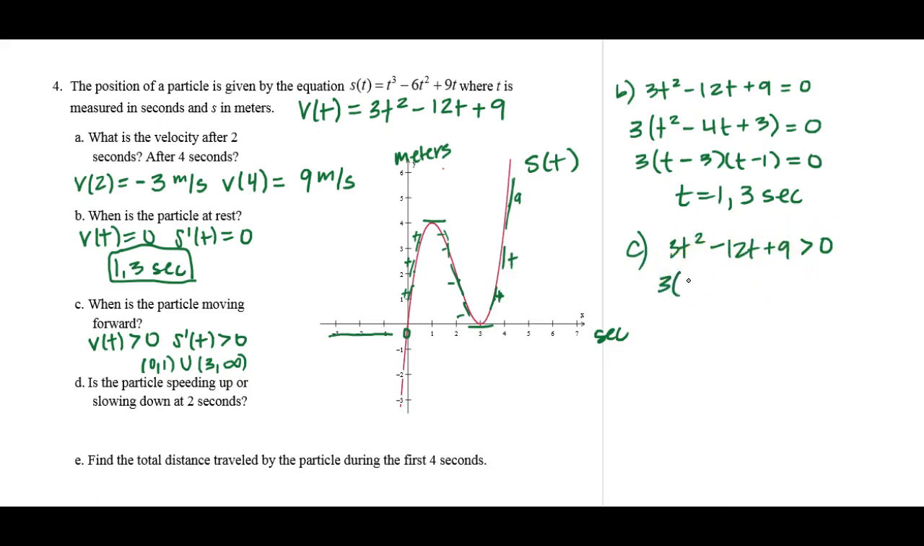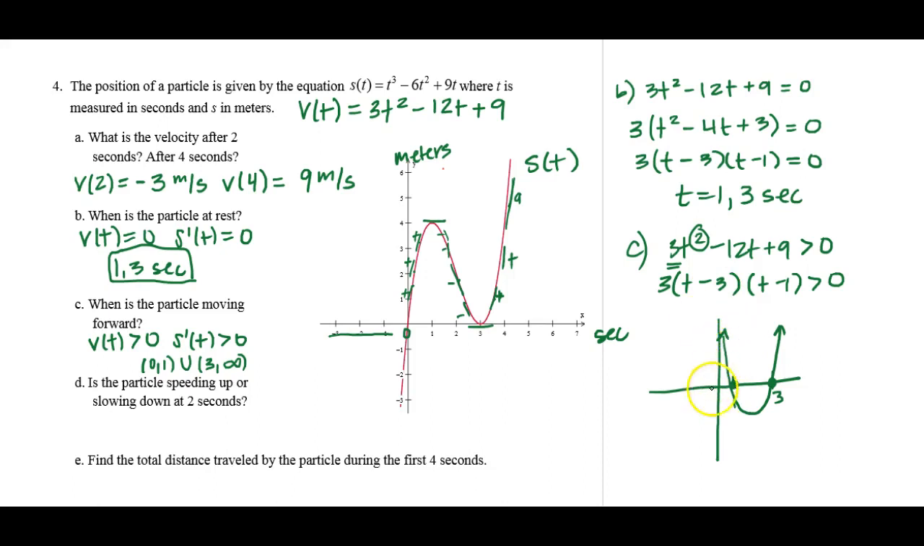So if I pull out a 3, and I'm going to write down the factored version already, so 3 times t minus 3 times t minus 1, when is that greater than 0? Well, I'd have to graph this thing and know that 1 and 3 are my x-intercepts, or my t-intercepts. And this is going to be a parabola, because it's t squared, with a positive leading coefficient, so it's going to have to open upwards. I don't know exactly what it looks like, but I just need a sketch.